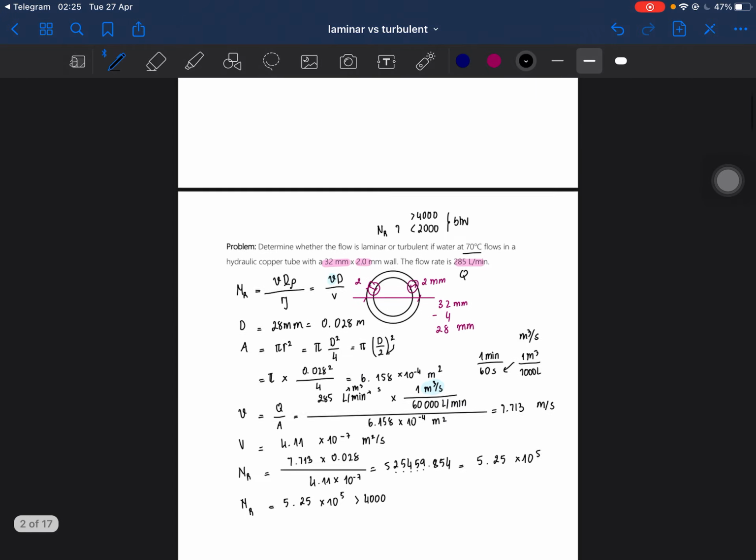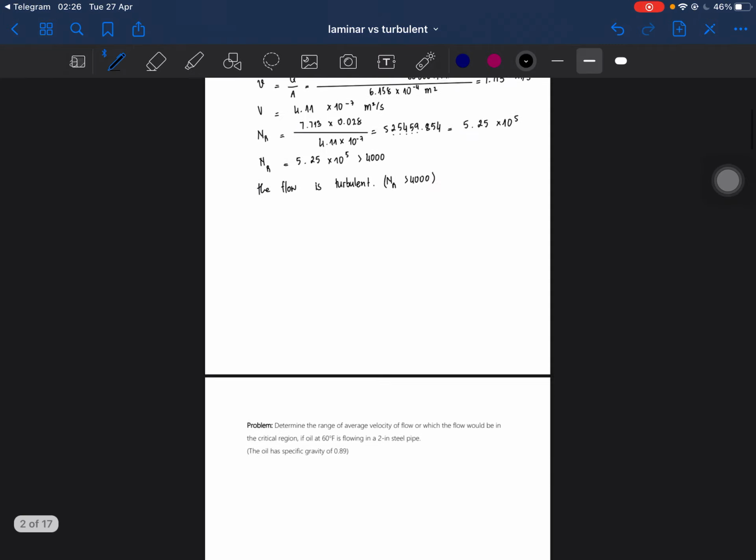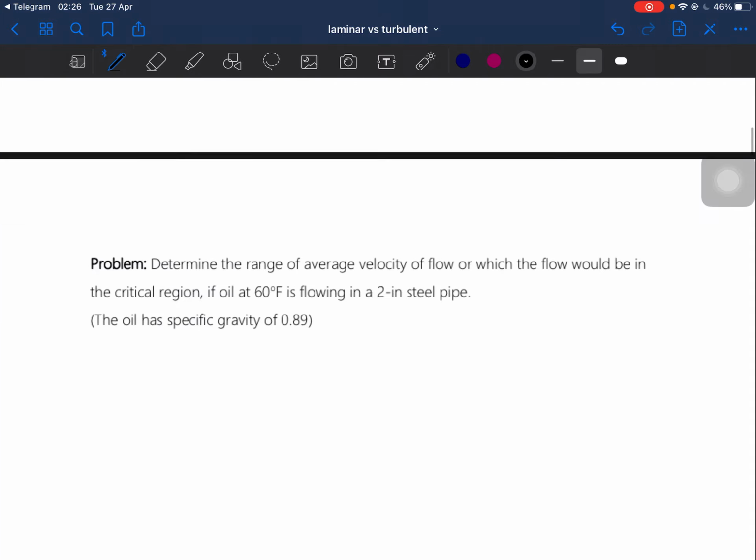So we can conclude that the flow is turbulent. And we can support the evidence as NR is larger than 4,000. Okay, so now we finished 2 examples already. Let's move on to another example.